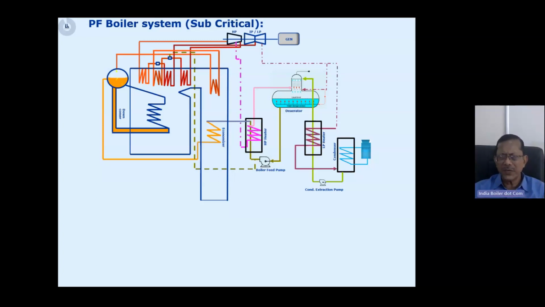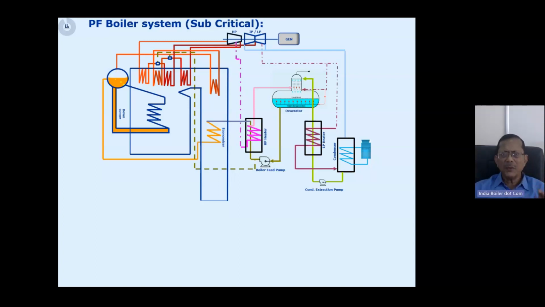There will be two sets of reheater. One is called the cold reheater, another is called the hot reheater, or primary reheater and secondary reheater and finishing reheater. The steam from the IPLP section of the turbine will be expanded to the condenser vacuum pressure, where the steam is going to get condensed and goes back to the system.